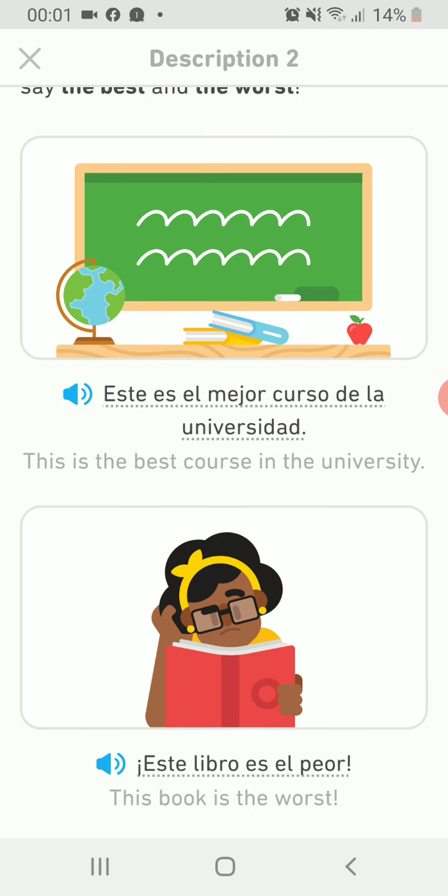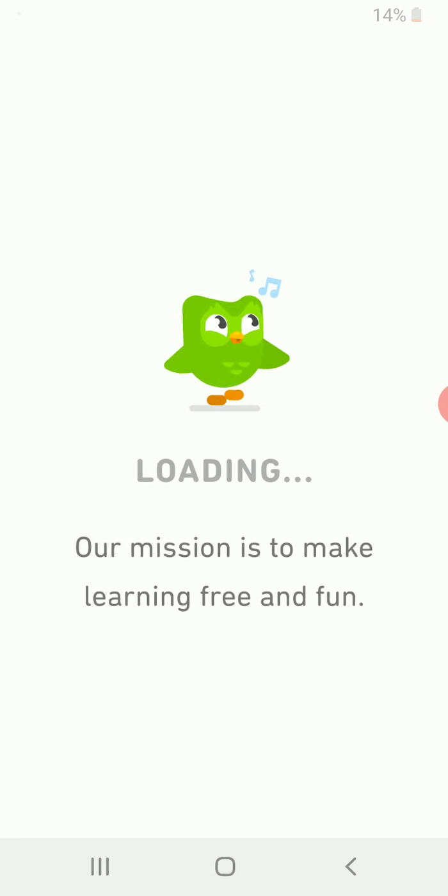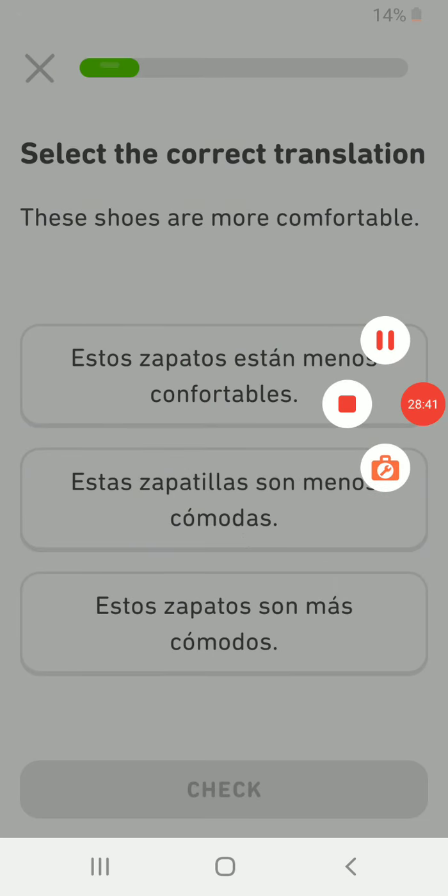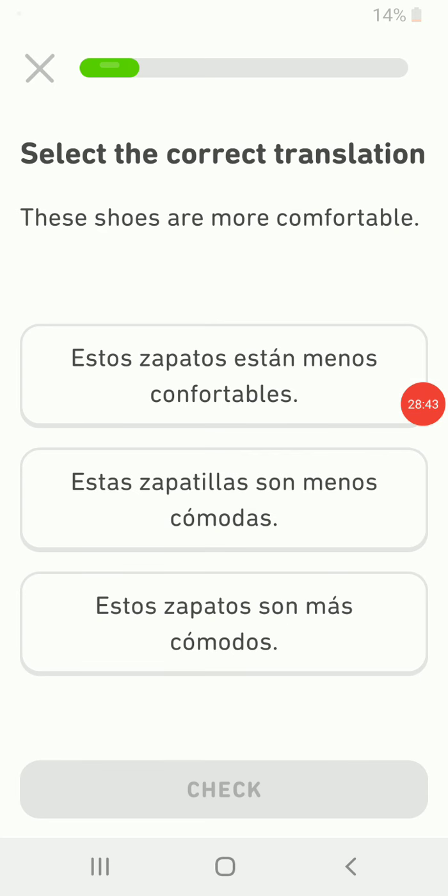Alright, so it's already midnight and we have like 2 minutes. So what do you think? Let's just do a quick exercise. It's kind of hard to continue because I'm feeling very tired, but select the correct translation. These shoes are more comfortable. Estos zapatos están menos confortable. No, it's más comfortable.